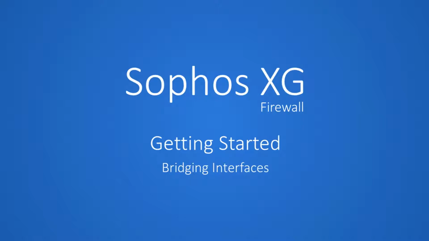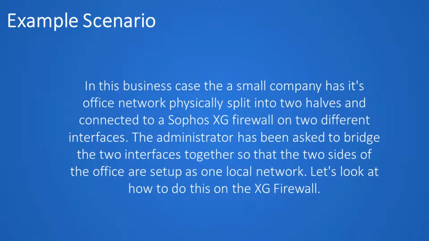This demonstration walks through the process of bridging two interfaces together on the XG firewall. Let's take a look at a common scenario where it would be required to bridge two interfaces together on a firewall. In this scenario, a small company has its office network split into two halves and connected to a Sophos XG firewall on two different interfaces.